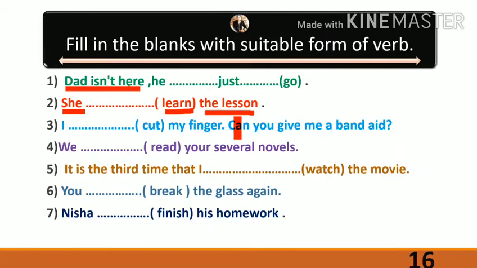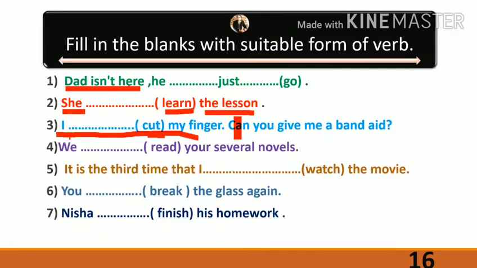In the third example, which we have already discussed, the word I is the subject, and we have "cut." To cut is a V1. But how can we write it? We can write like this: "I have cut my finger. Can you give me a bandage?" Here "I have cut my finger" is present perfect tense, and "can you give me a bandage" is written again to announce the topic.